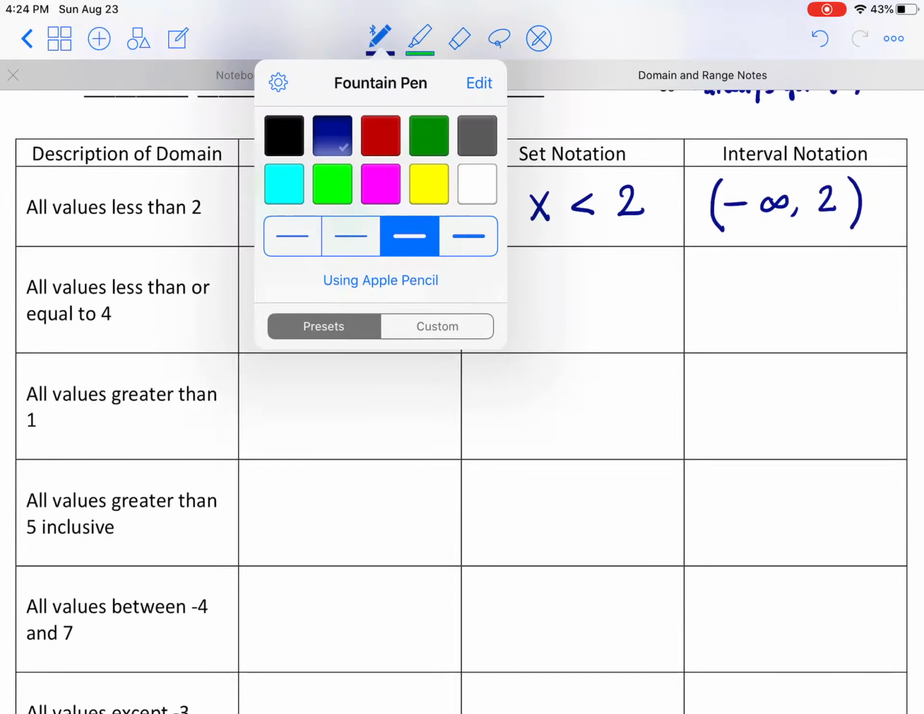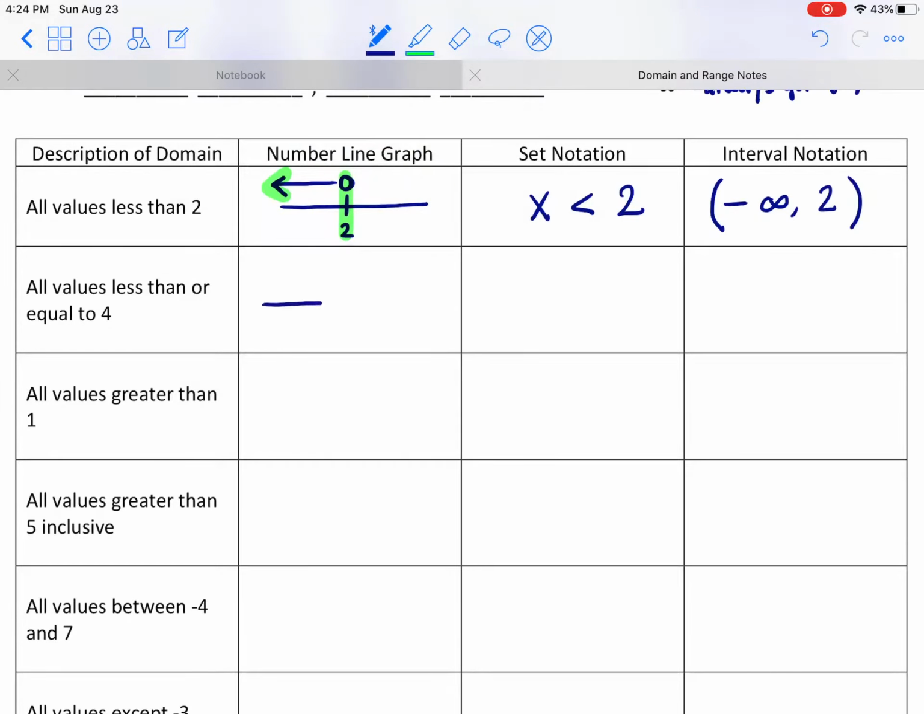So this is going to be pretty similar. All values less than or equal to 4. So 4 on our number line. And less than or equal to means we can actually include the 4, and we would do that with a closed circle. And less than would still be all the numbers to the left of. So this time, our x's are all less than or equal to 4. So now we have a closed circle there, and we have the equal to on our inequality.